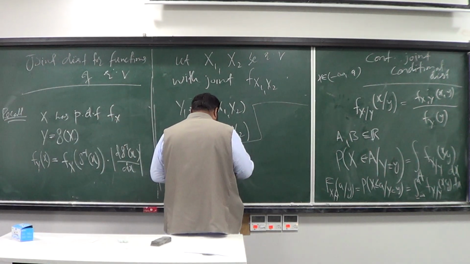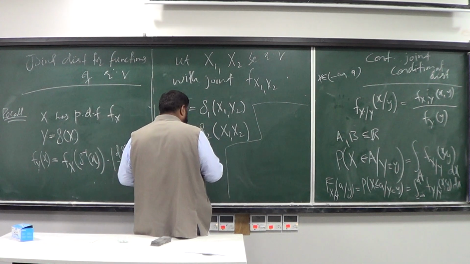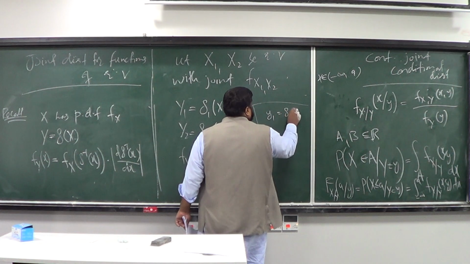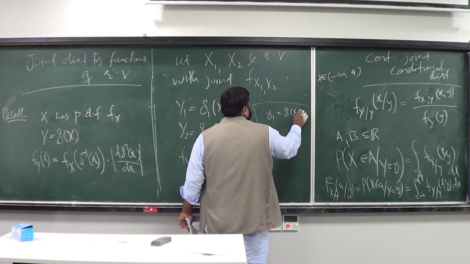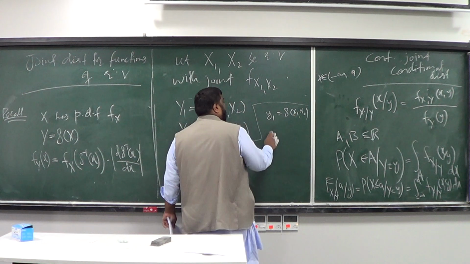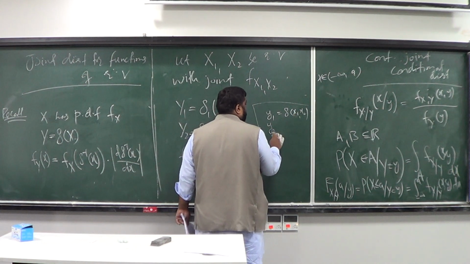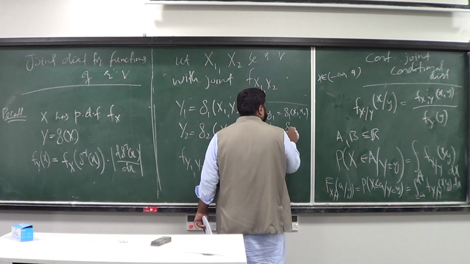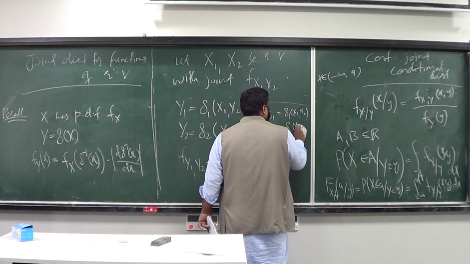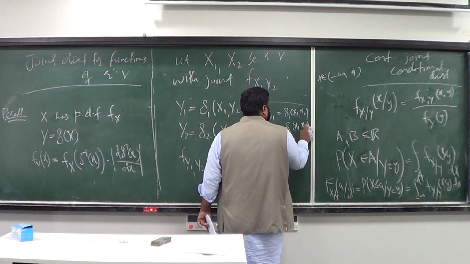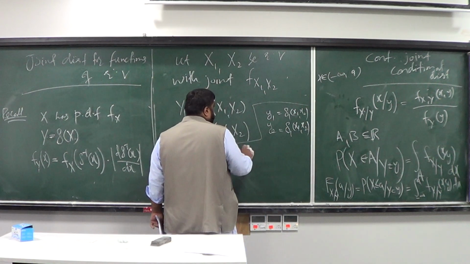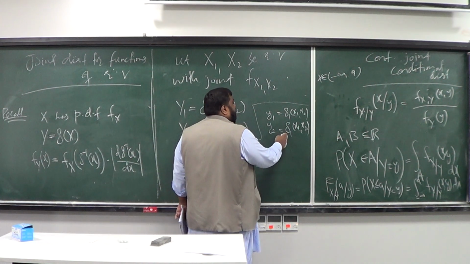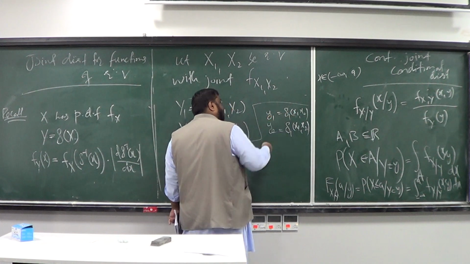In other words, if you have equations y1 equal to g1 of x1, x2, and y2 equal to g2 of x1, x2, then we should be able to write x1 and x2 in terms of y1 and y2.